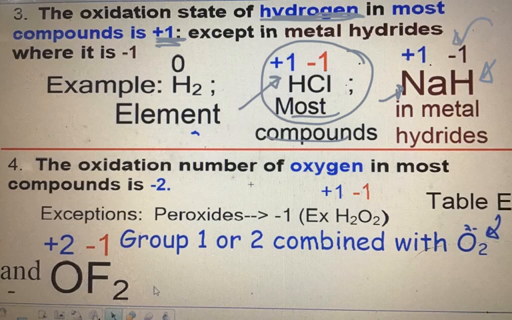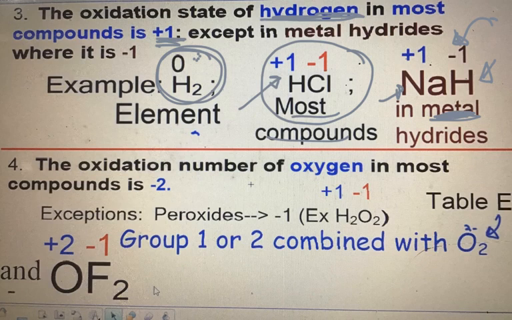So hydrogen can be negative if it's combined with a metal, like it's just hydrogen and a metal, like a metal hydride. Hydrogen will be -1. And over here, guys, the reason hydrogen is 0 is based on the first rule. If you're by yourself, uncombined with anything else, you're neutral, and your oxidation state will be 0. So we're moving on to rule number 4.